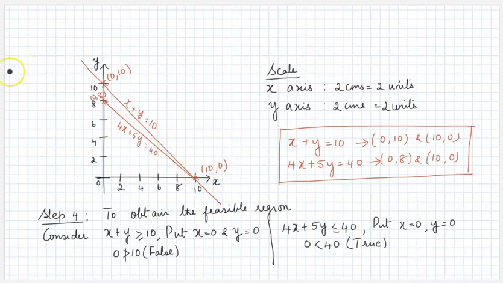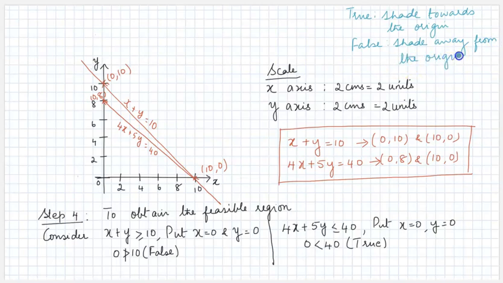Now remember that whenever it is true, we have to shade towards the origin, and when it is false, we shade away from the origin. So let me write that here. When it is true, shade towards the origin. And when the condition is false, shade away from the origin. So all these points have to be kept in mind to take a decision.